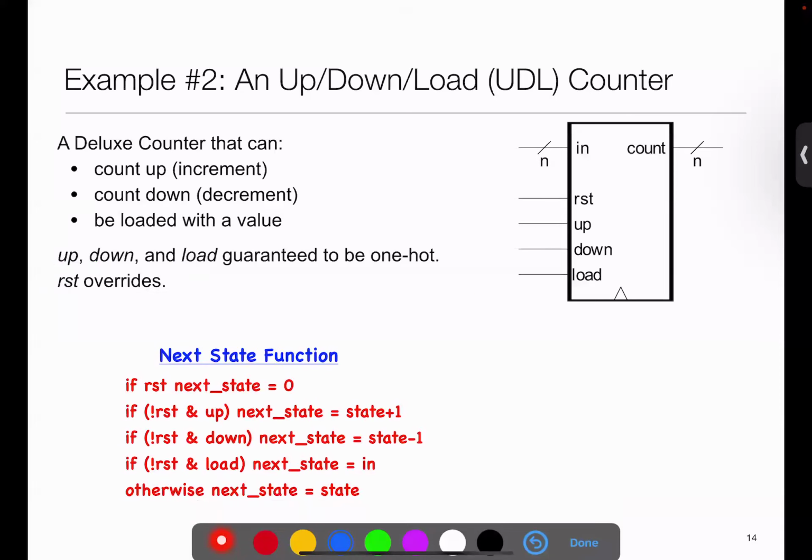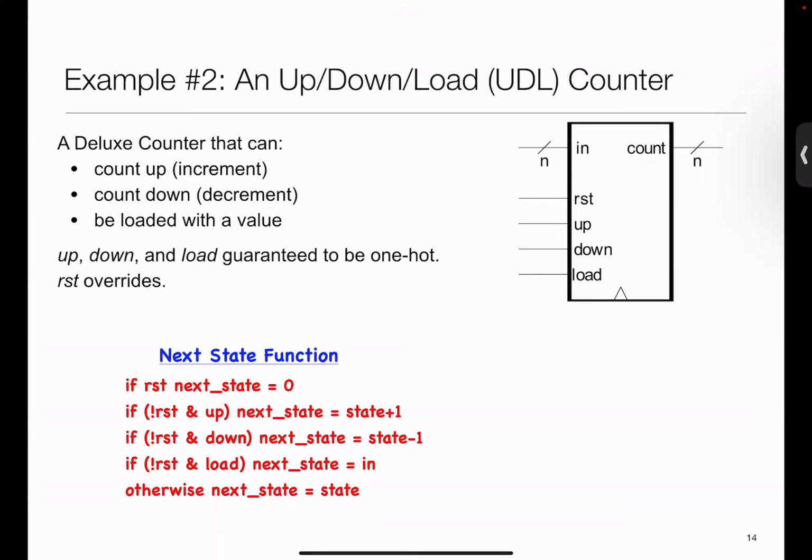So if I were to think about how I would express the next state function of this counter, it will look like the following. It's like a program, right? If reset, next state is zero. If not reset and up, next state is state plus one. If not reset and down, then next state is state minus one. If not reset and load, then next state is whatever is on the input signal. Otherwise, next state remains unchanged.